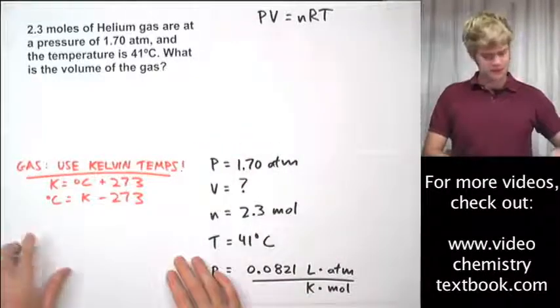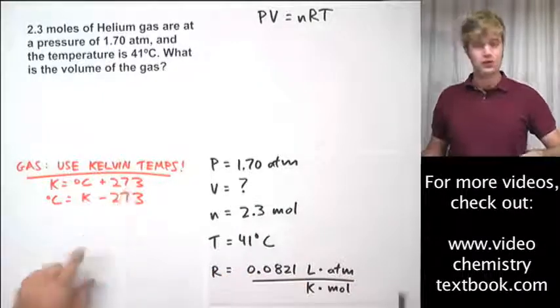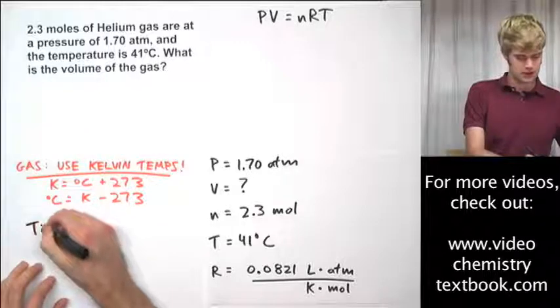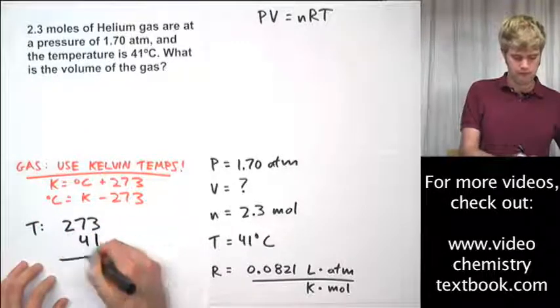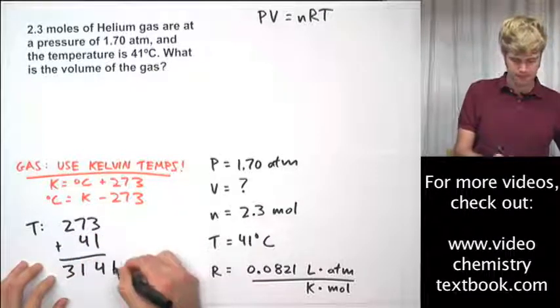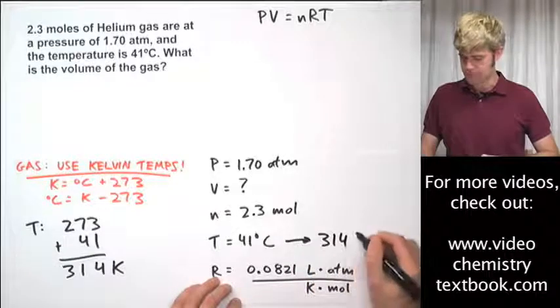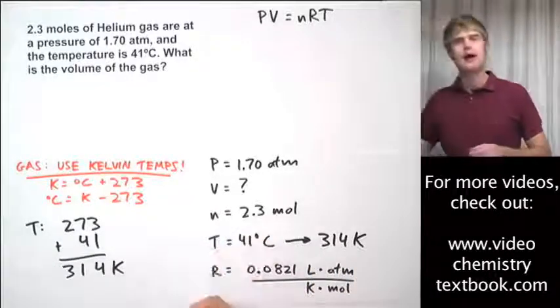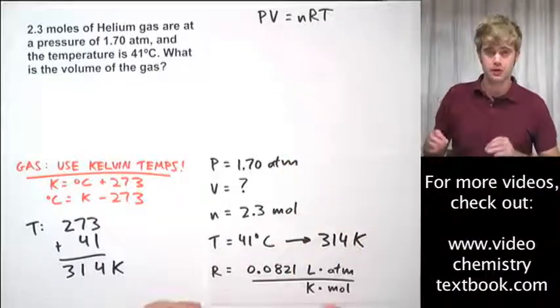To get to Kelvin, we take our degrees Celsius, which here is 41, and we add 273 to that. So temperature will be 273 plus 41. So we're going to end up with 314 Kelvin.